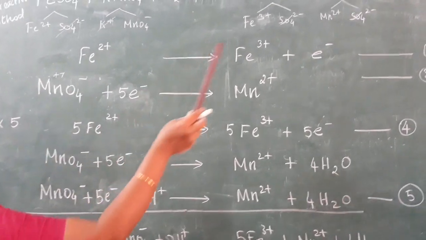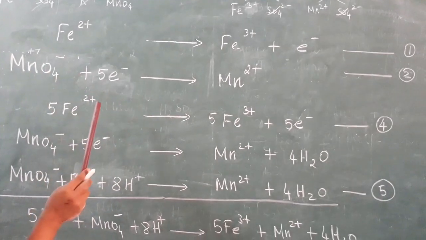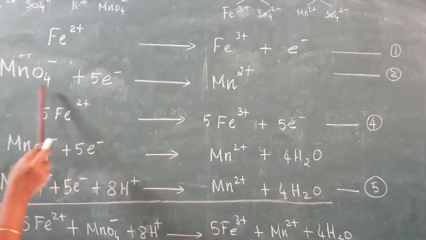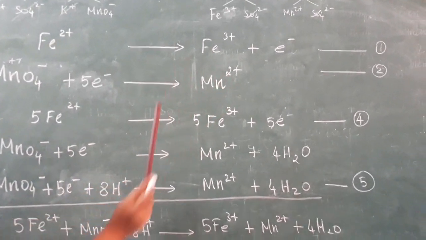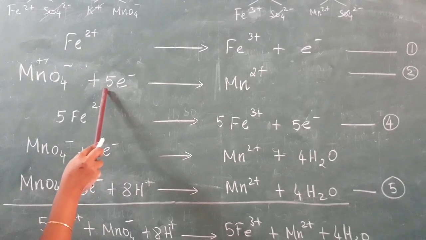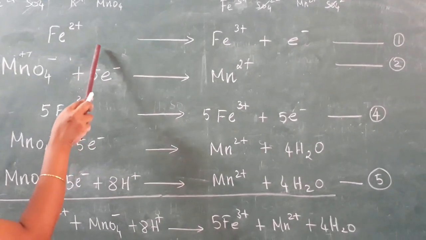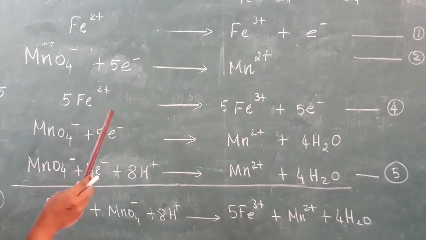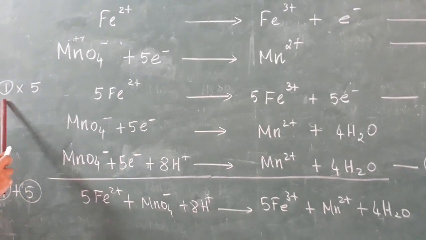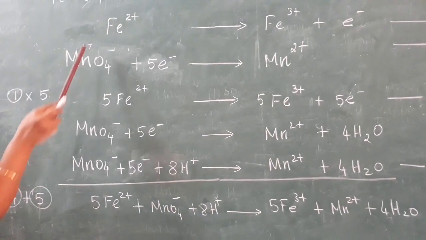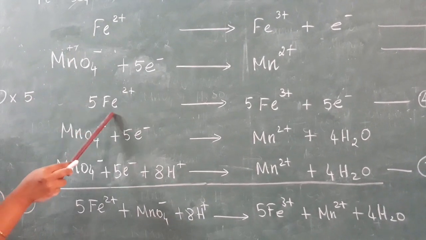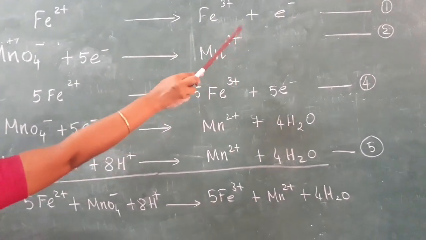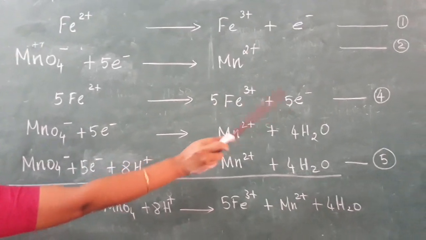Electron loss means we have to put it on the product side. Electron gain means the electron should be written on the reactant side. Now take this equation as equation 2. Now see that here 5 electrons are gained, but in the first equation only 1 electron. So to balance these 2 electrons, I multiply equation 1 by 5. So equation 1 multiplied by 5 means 5 Fe2+, 5 Fe3+ and 5 electrons. This is equation number 4.